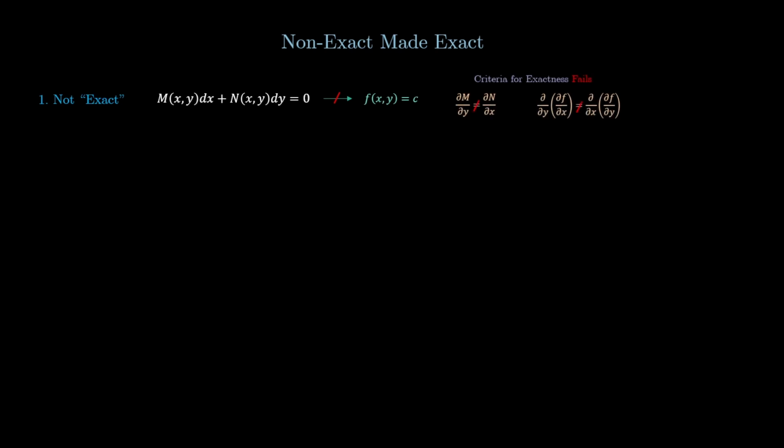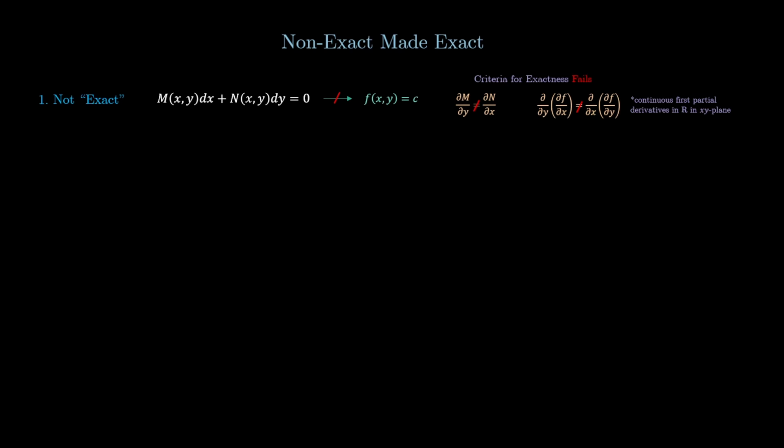Very first step is we establish if it is non-exact, because if it's exact, then we don't really need to do this. So in order to establish that it's non-exact, we see if it is a differential that could be exact, and we establish that no, it indeed is not exact, because the criteria for exactness fails. In other words, these do not equal, again assuming that it's continuous.